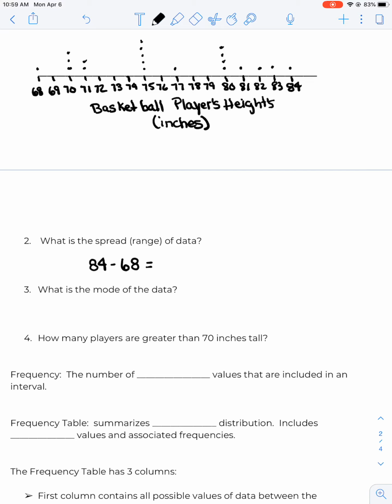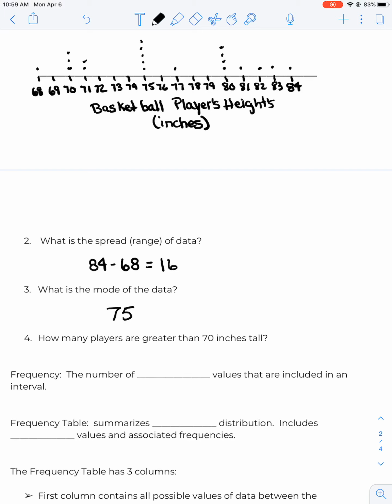Well, when I subtract those two, I get 14. Or sorry, 16. Let me erase that. It says, what is the mode of the data? In other words, what number appears the most? And in this case, the number is 75.